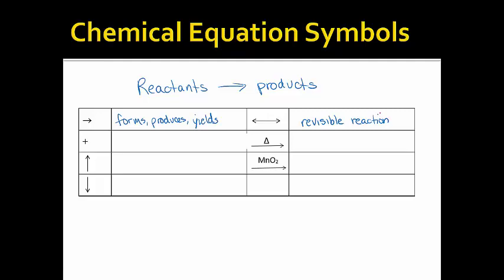But we do have some reactions that are reversible. They can go back and forth between being reactants to products to reactants to products. So if we have that kind of reaction, we use a double-headed arrow to show that.